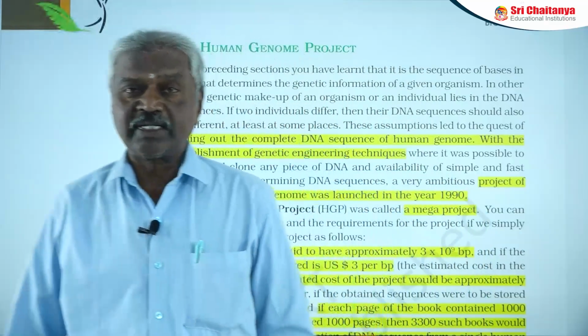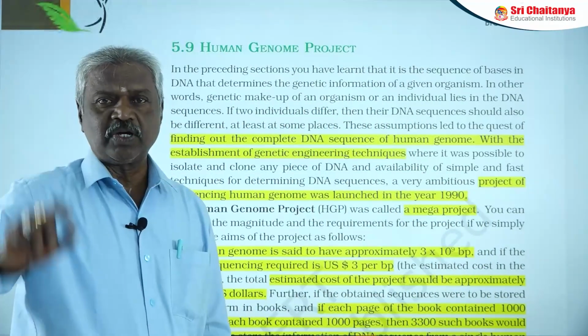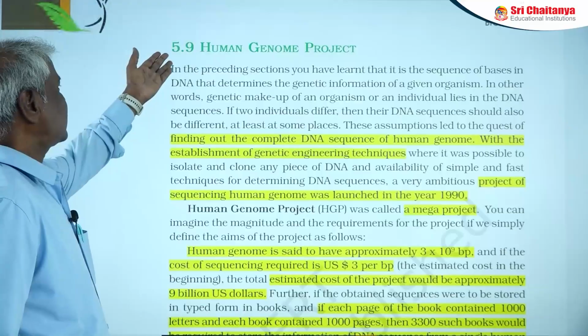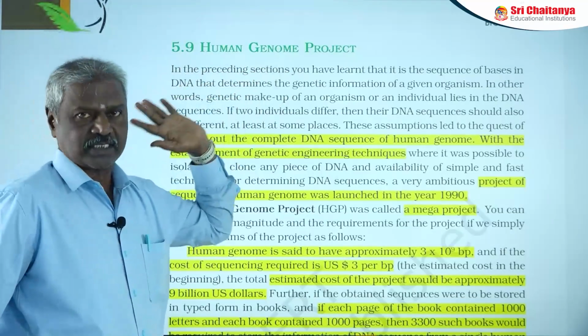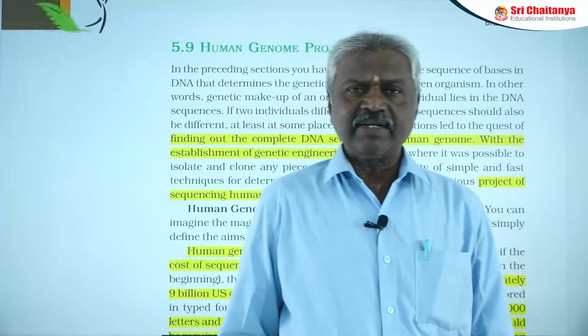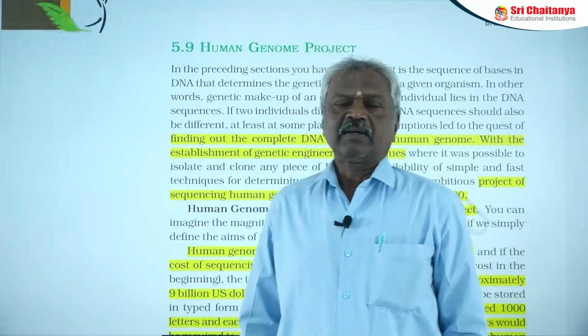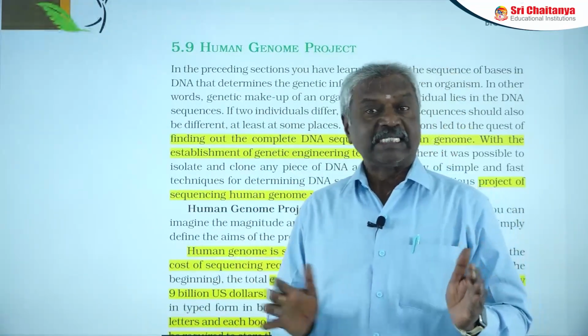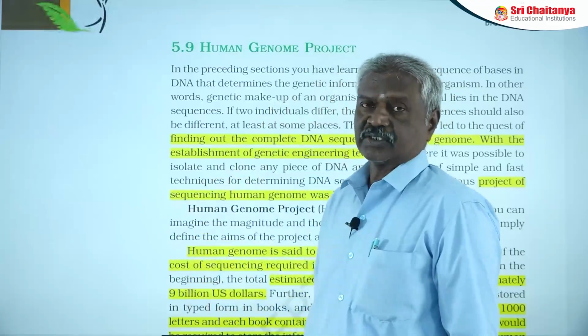It is the +2 textbook here. And the chapter name is Molecular Basis of Inheritance. This is subtopic 5.9, Human Genome Project. What exactly the project is, you know it well. The sequencing of the complete genome of man, of a single cell, is the Human Genome Project.